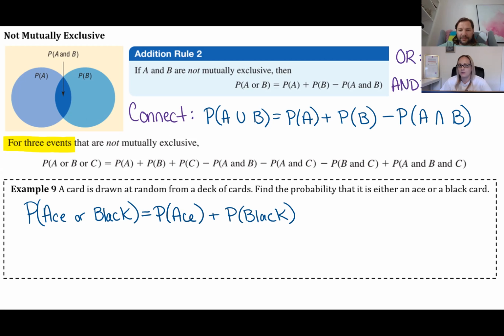Now, Dr. Insco, let me ask you, if you pick a card, is there a way that it's both an ace and a black card? Yeah, that can happen in different ways. So they're not mutually exclusive. So we do want to subtract the probability that the card is both an ace and a black card.